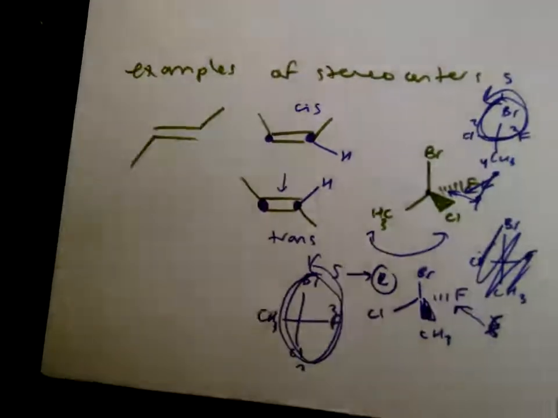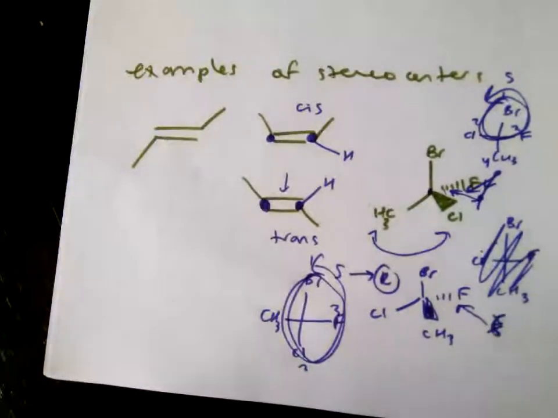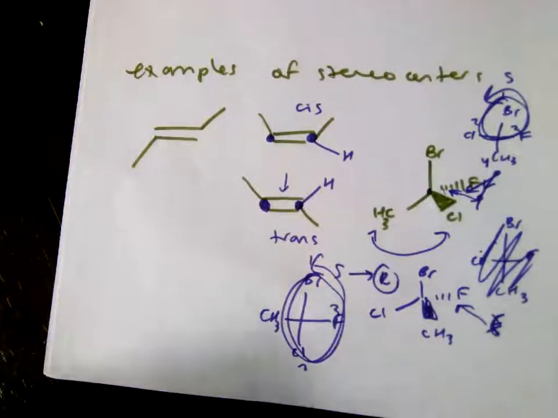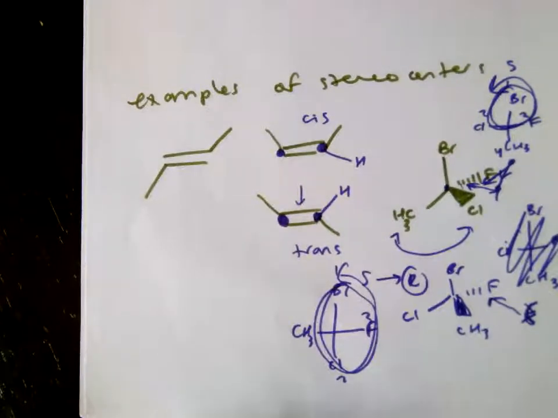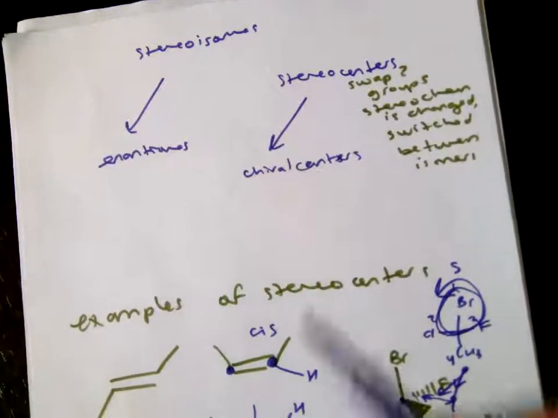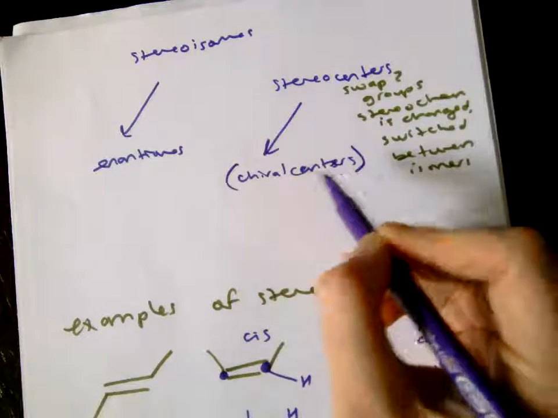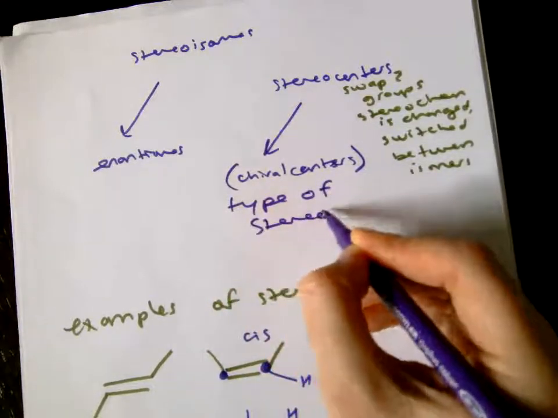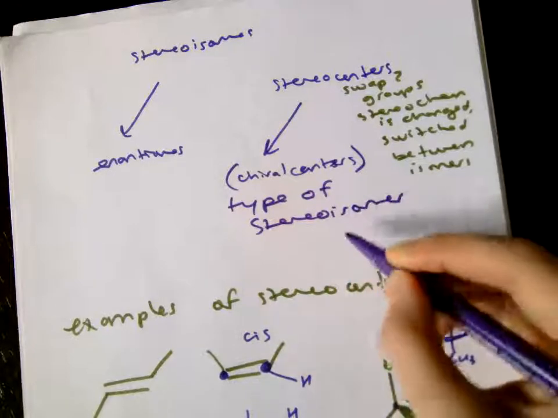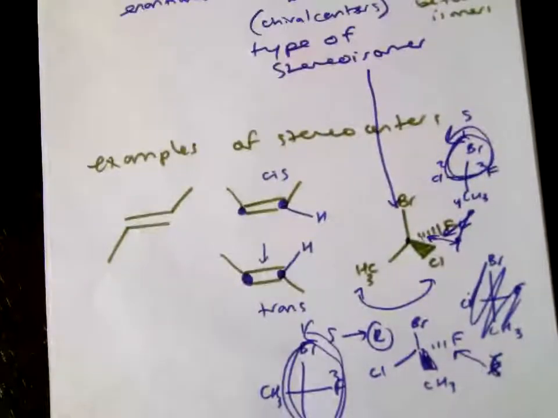So stereocenter is a broad category to refer to a center where if you interchange two groups, it will switch between stereoisomers. A specific type of stereocenter is a chiral center. It is a type of stereocenter, and it's this type specifically.